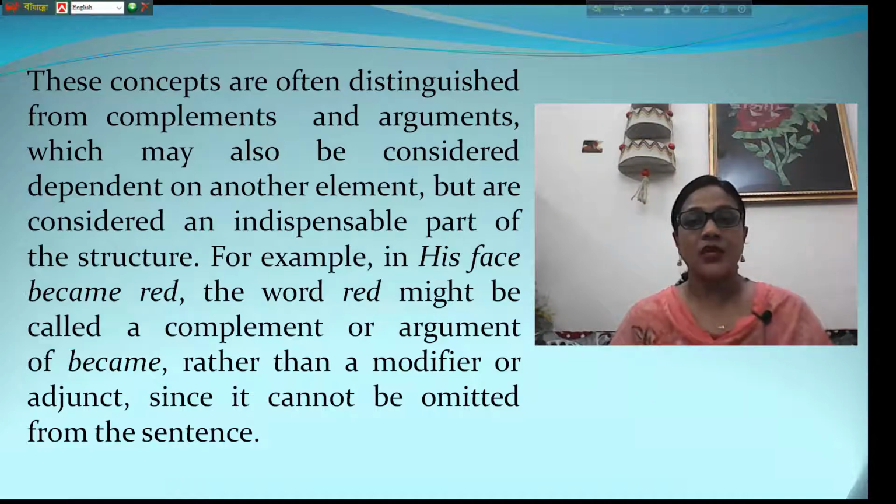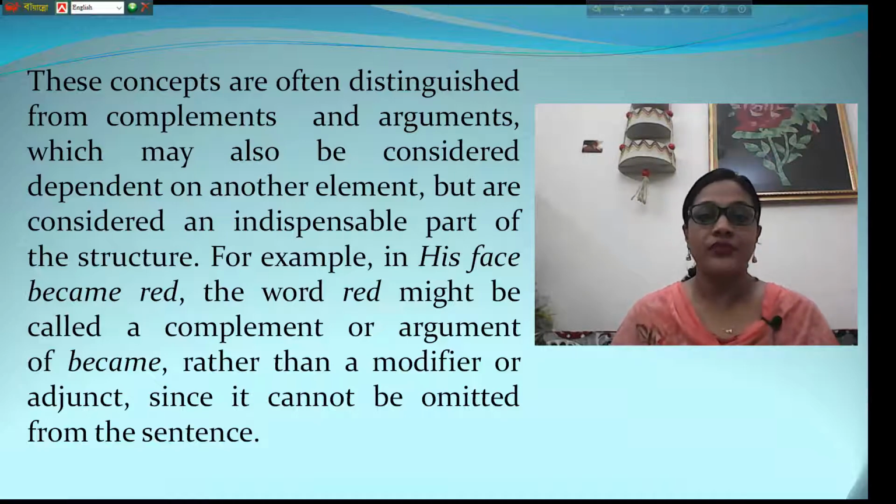For example, in his face became red, the word red might be called a complement or argument of became rather than a modifier of became, since it cannot be omitted from the sentence.